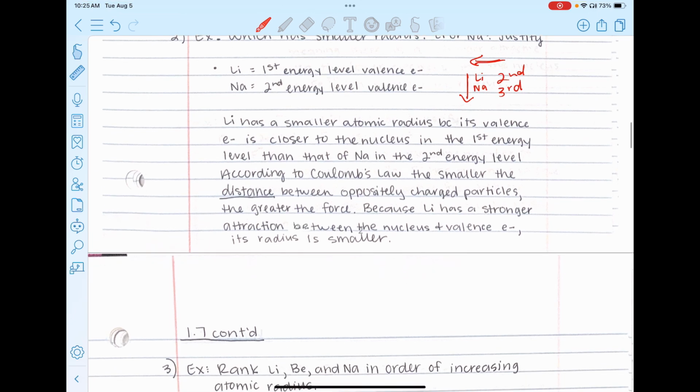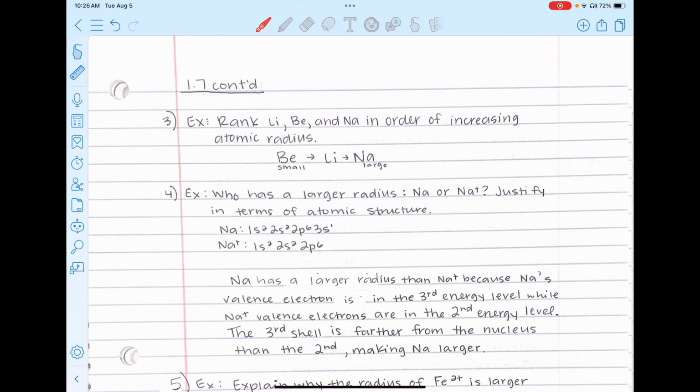We're told to rank lithium, beryllium, and sodium in order of increasing atomic radius. Increasing means smallest to largest. That's something we need to know as well and get familiar with. Smallest to largest. So based on the information from our previous problems, 1 and 2, we could compare those and see who we would expect to have the smallest and the largest radius. So beryllium should be our smallest here, lithium in the middle, sodium would have our largest radius.